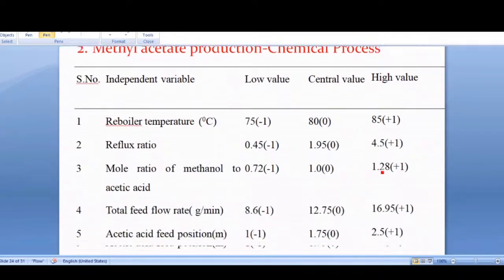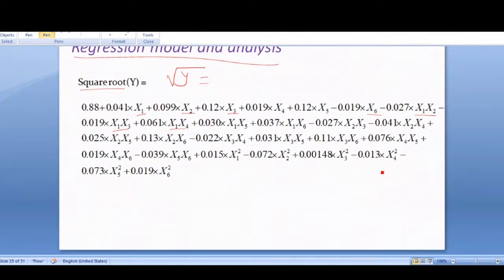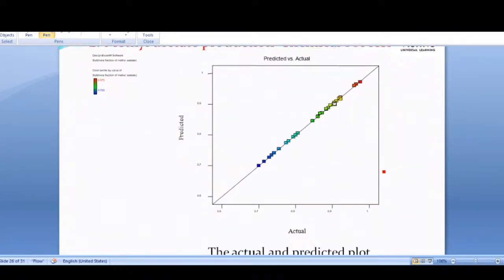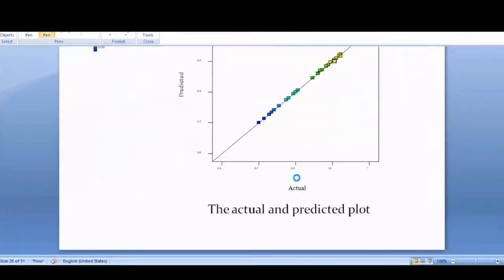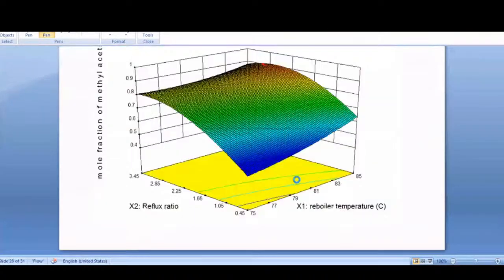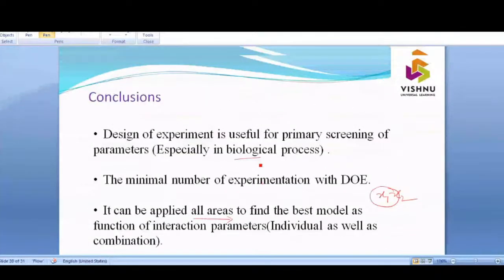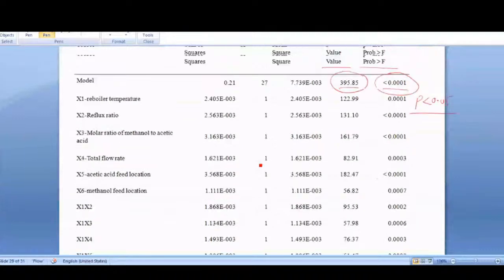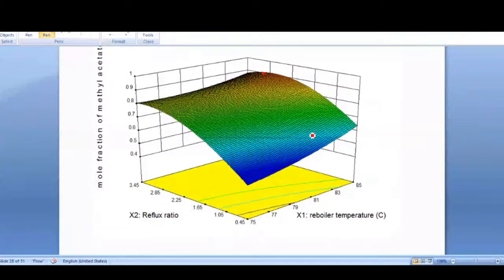So how about the validation of the design, sir? You have not done the validation of the design? I have not shown it, madam, but I have validated. After getting this regression model and these ANOVA results, whatever optimal points I got, I validated experimentally, because after getting the regression model we have to test the model again by performing the experiment, but I have not shown it here. Okay.